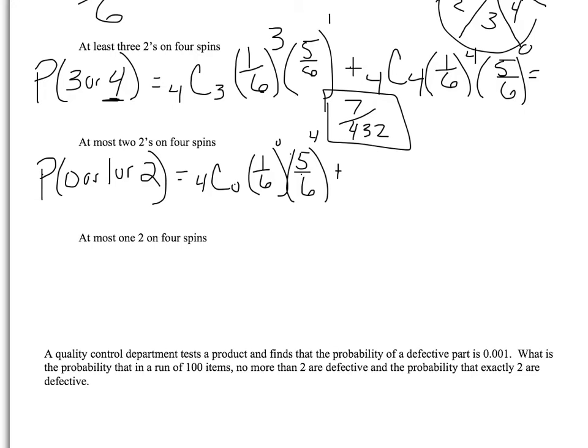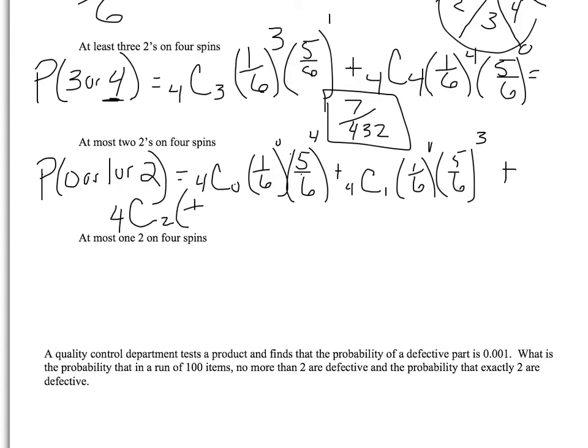Plus, the probability of 1 is 4 choose 1 times 1/6 to the first for one 2, and 5/6 to the third for 3 not 2s. Plus 4 choose 2 times 1/6 squared times 5/6 squared. Type that in your calculator, see what you can get. Also, you guys are going to do the fourth one in that section to try.